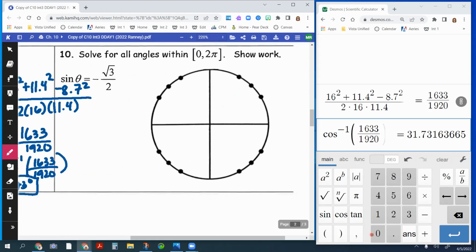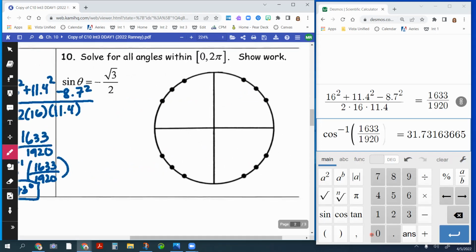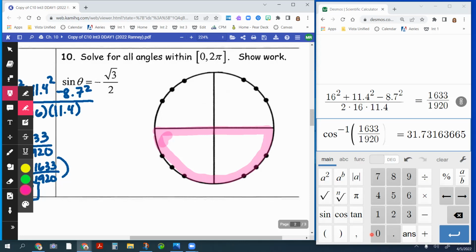On 10, we want to find, from 0 to 2 pi, including 2 pi, the angle where our sine is equal to negative root 3 over 2. So first off, my sine is negative in quadrant 2. Sorry, my sine is not negative there. I apologize. Sine is my y, so it's negative in quadrant 3 and quadrant 4. Okay, this is where it is negative.